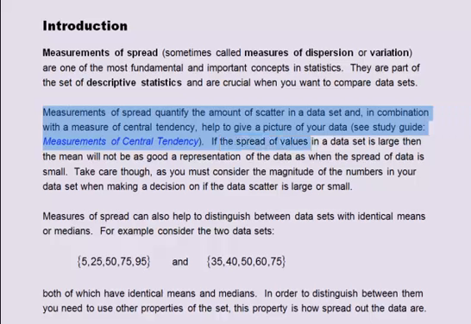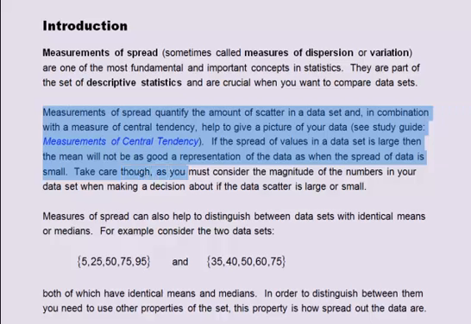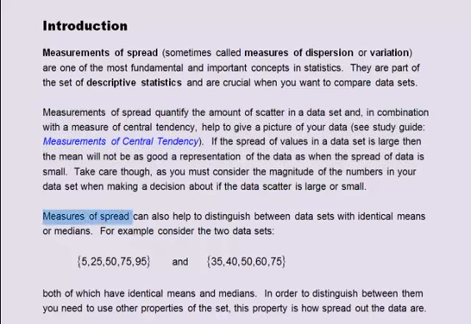If the spread of values in a dataset is large, then the mean will not be as good a representation of the data as when the spread of the data is small. Take care though, as you must consider the magnitude of the numbers in your dataset when making a decision about if the data scatter is large or small. Measures of spread can also help to distinguish between datasets with identical means or medians.